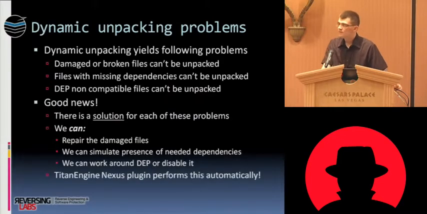So since all of the unpacking we do is either static or dynamic, but we want to rely on dynamic unpacking more because it's a more resilient form of unpacking, that yields a couple of problems. That yields a problem of damaged and broken files that cannot be unpacked because they cannot be started in Windows. We're going to show that a bit later. So we also have problems with files that have missing dependencies, which cannot be unpacked. So if you have a file which is loading a dynamic link library which isn't on your system, if you are to unpack that file dynamically, you cannot do that because Windows cannot find it.